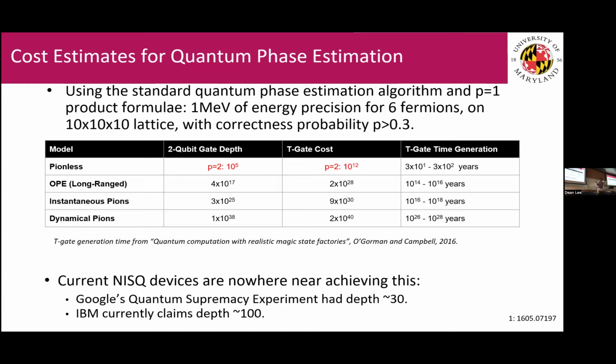And you should be hopefully aware that these NISQ devices that we have at the moment have circuit depths which are well below these factors here. And I just put at the top here, if you use a slightly different version of the truncating, you can reduce the circuit depths and T-gate costs by a factor of about 10 to the 2. Okay, so that's a bit of a doozy.